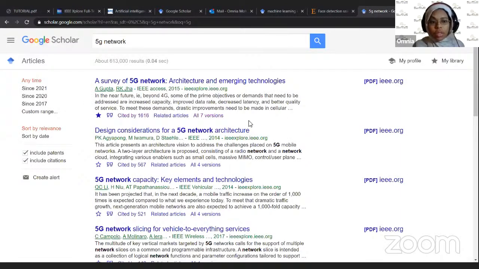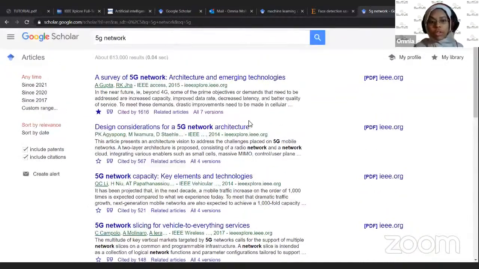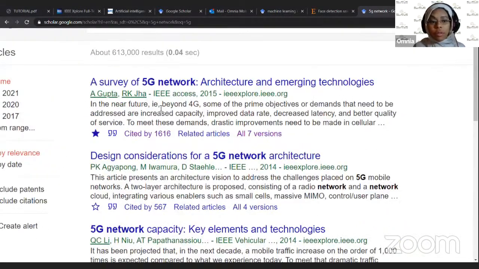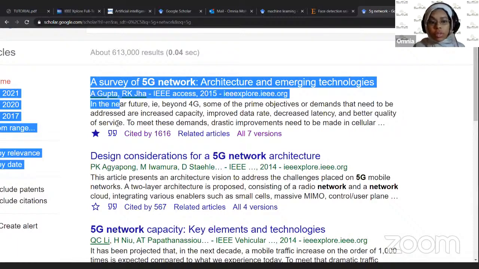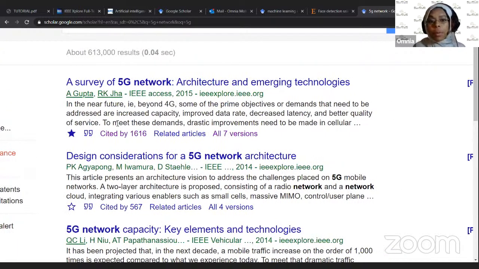In 5G networks. Here we can see that Google Scholar provided for us some relevant papers that talked about the same topic. Let's visualize the first one. Here we have a survey of 5G networks. That means that we have already a survey. Maybe this can be a good starting point for our research.